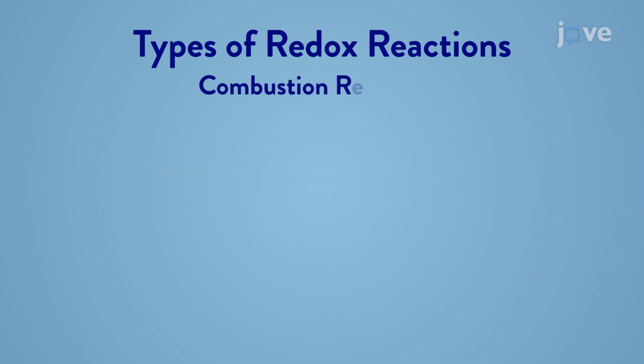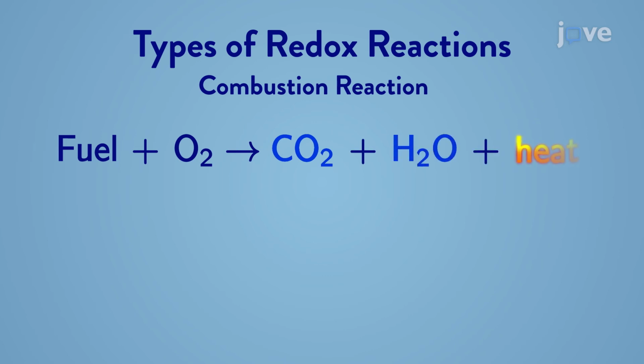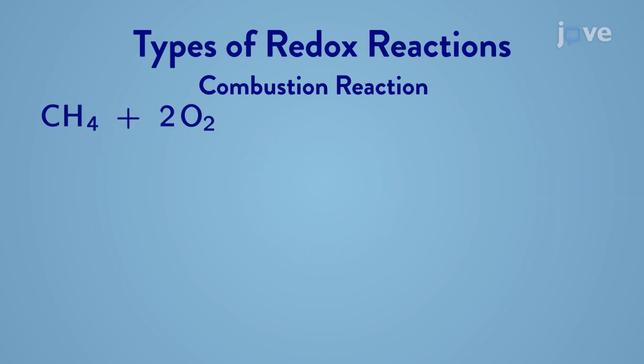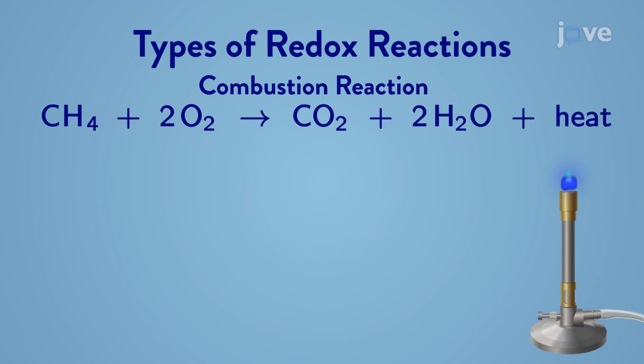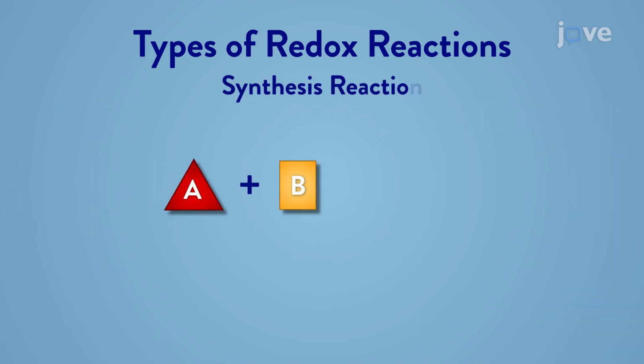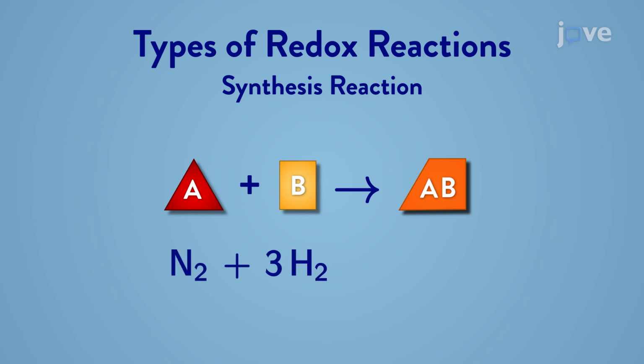The next type is a combustion reaction, which occurs between a fuel and oxidant to form oxidized products and heat. You see this in the lab during the combustion of methane with oxygen when using a Bunsen burner. The third is a synthesis reaction, where 2 reactants combine to form one product, like in the synthesis of ammonia, where nitrogen is combined with hydrogen to form ammonia.